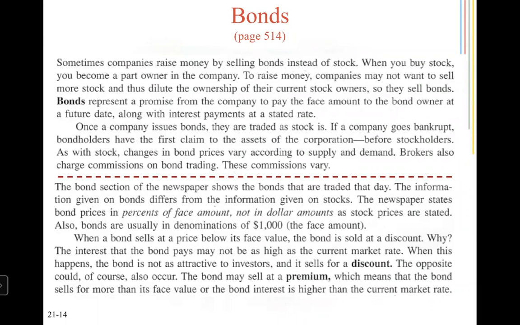Okay, so it says, sometimes companies raise money by selling bonds instead of stocks. When you buy stock, you become a part owner in the company. To raise money, companies may not want to sell more stocks and thus dilute the ownership of their current stock owners. So they sell bonds. Bonds represent a promise from the company to pay the face amount to the bond owner at a future date, along with interest payments at a stated rate.